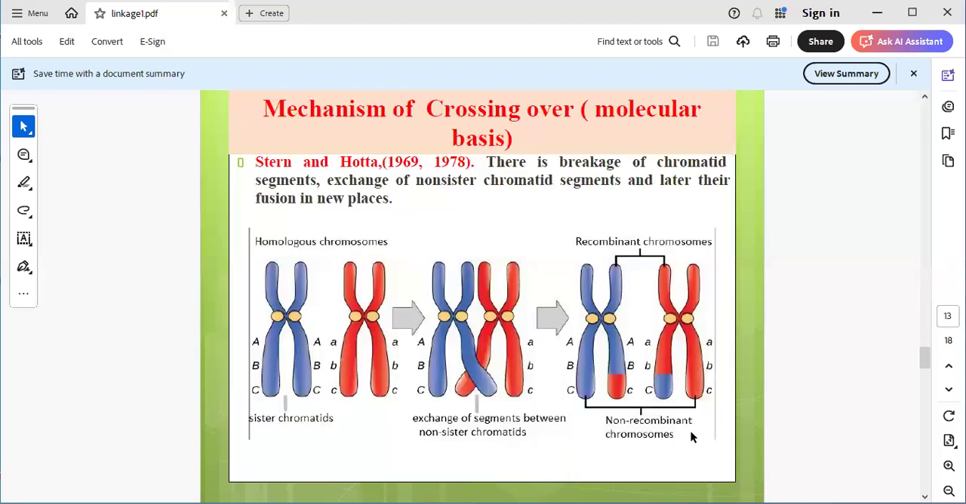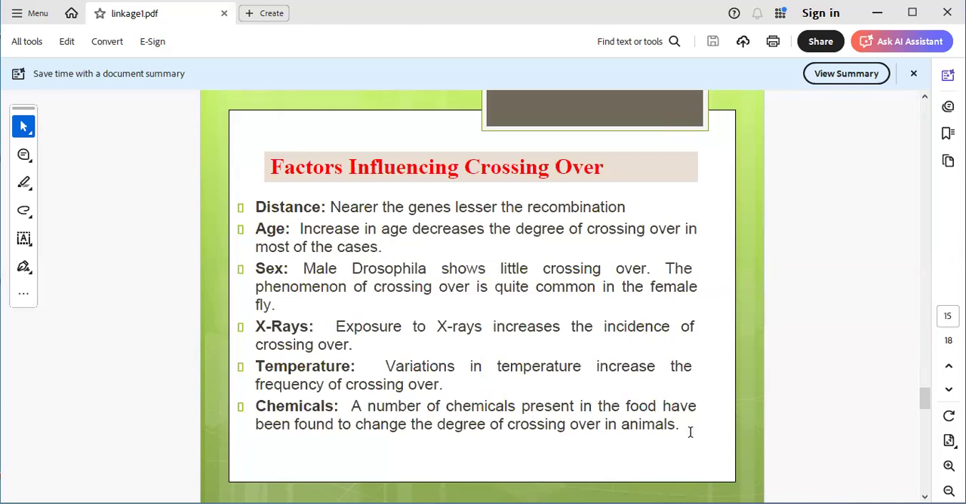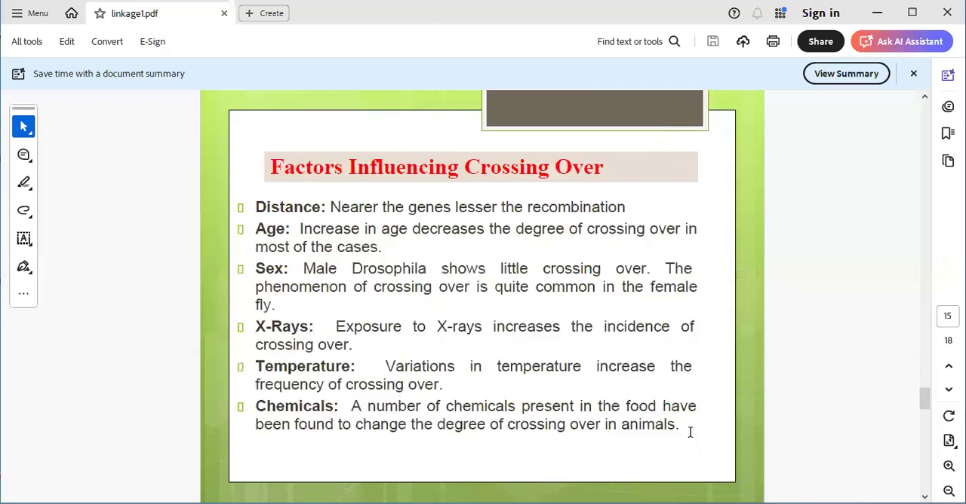So, mechanism of crossing over. Stern and Hotta: there is a breakage of chromatid segments and exchange of the non-sister chromatid segments, and later their fusion in new places. How does this crossing over take place between two non-sister chromatids? Many different mechanisms are there. Cytological basis of crossing over, and Stern's stress and strain theory is also there, but we need not go for those theories. We can go for factors influencing crossing over.